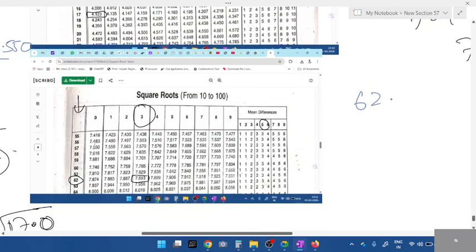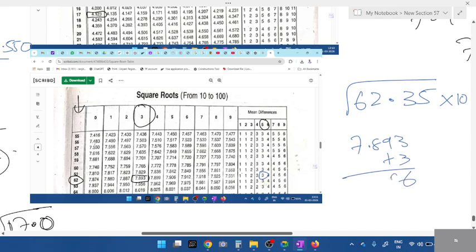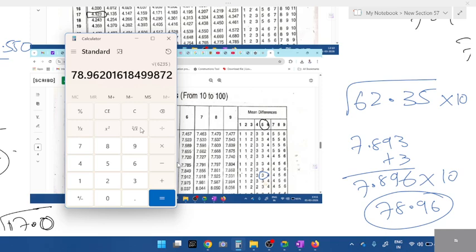62.35, into 10 is given. Square root of 62.35. How will you find it? See, for 62, use the first column. 3 is given, use the top column. What's the value for 62 and 3? 7.893. And for 5, what's the mean difference? 3. Add plus 3. 3 plus 3, 6. So 7.896, into 10. When you use the shifting method, 78.96. Is the answer correct? 78.96.